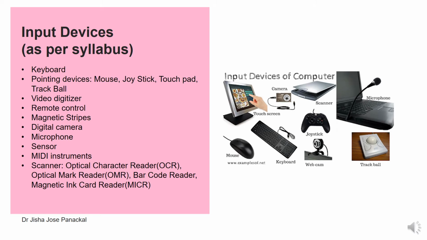Then video digitizer, it is not shown here but we will learn it later. Then remote control, which is also very familiar to all of us. Then magnetic stripes, we know most of the credit and debit cards from the bank are magnetic stripe cards. Then digital camera, that is also very familiar to all. Microphone, it can be in any form. This is one kind represented in this figure.